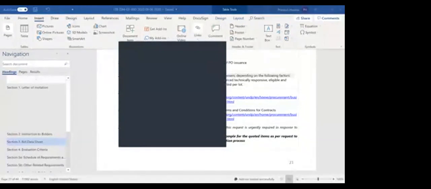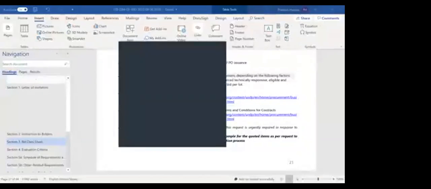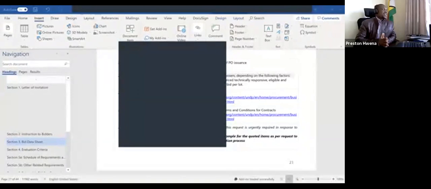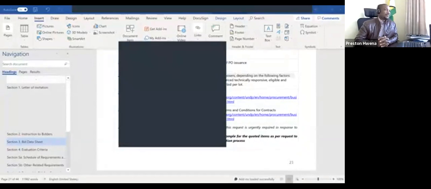Okay, so that was my next question. I wanted to find out if this tender is only for Zimbabwean companies or it's open to anyone across the world. As UNDP, we do not limit our tenders in terms of coverage. Our tenders are open international tenders, and we have bidders from all over the world.